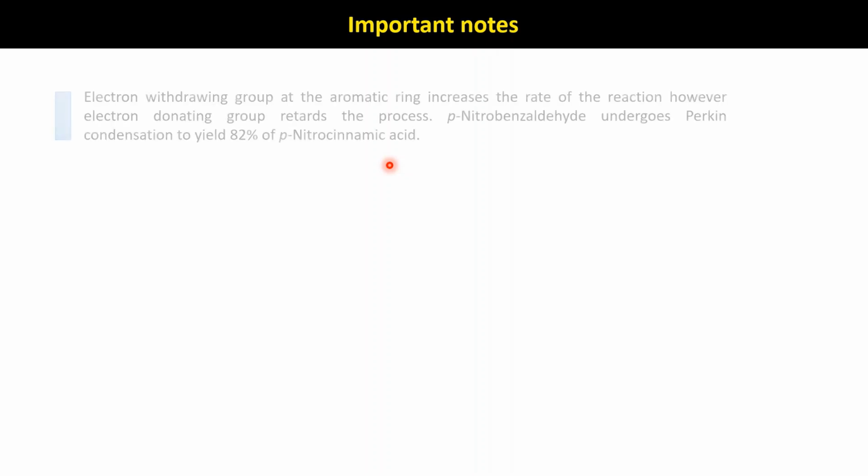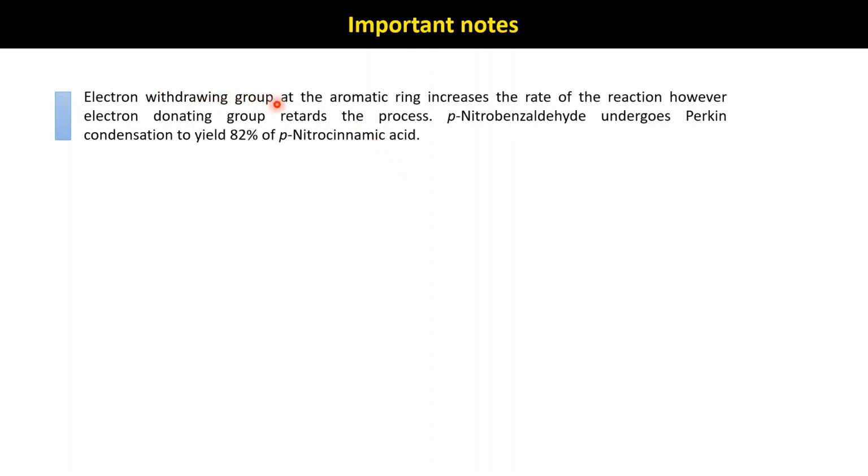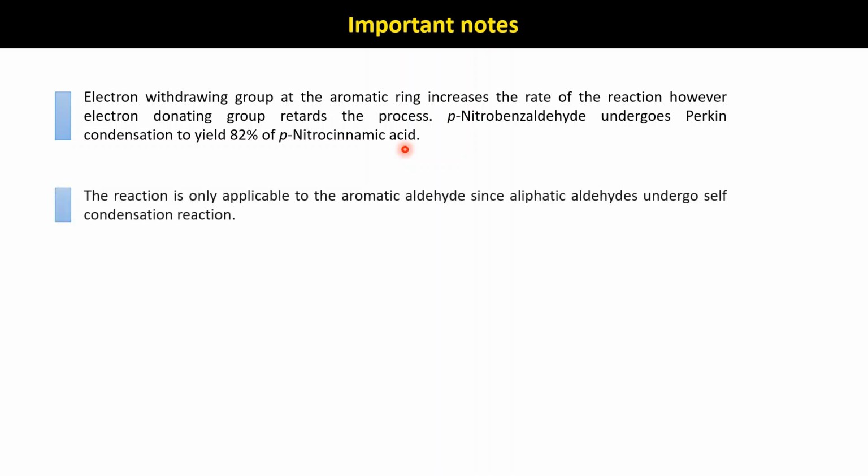Here are some important points to note in regard to the Perkin condensation reaction. The first point is that electron withdrawing groups on the aromatic ring increase the rate of reaction. However, electron donating groups retard the process. For example, para-nitrobenzaldehyde undergoes Perkin condensation to yield 82% of para-nitrocinnamic acid. The second point is that the reaction is only applicable to aromatic aldehydes because aliphatic aldehydes undergo self-condensation reactions.